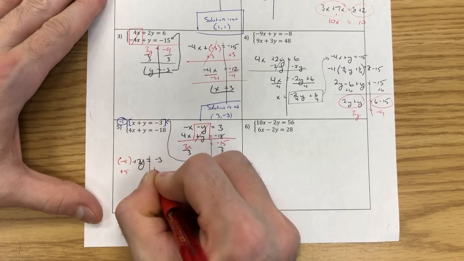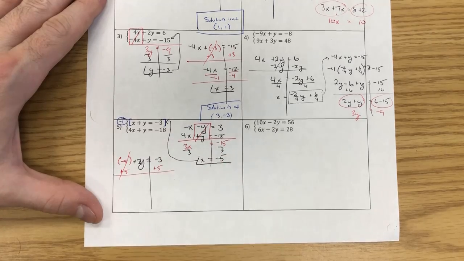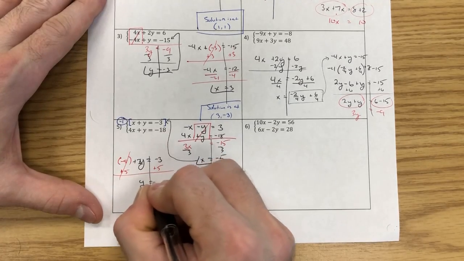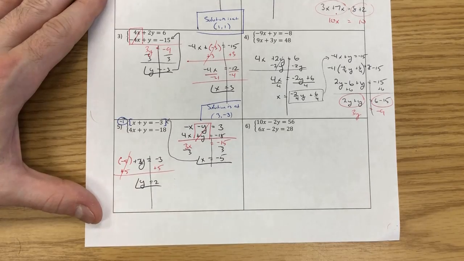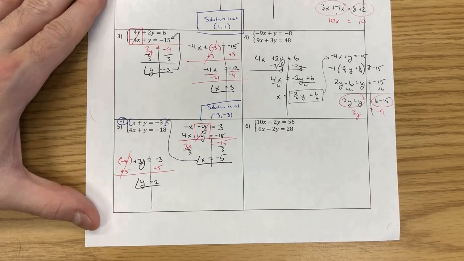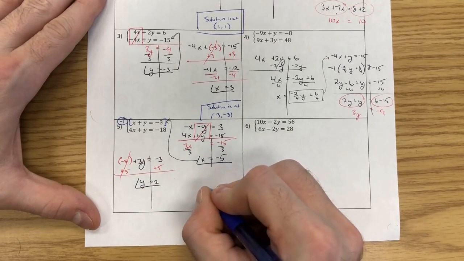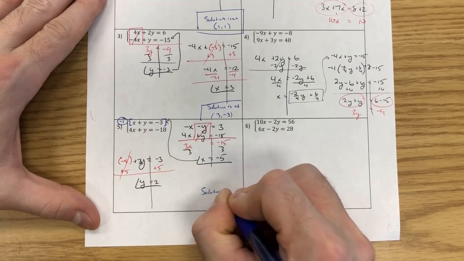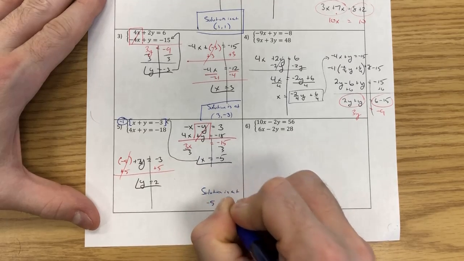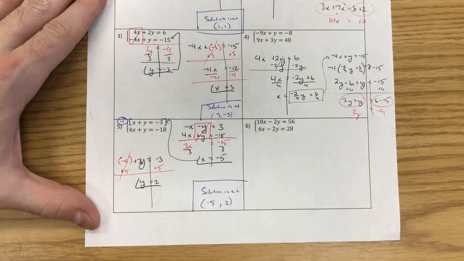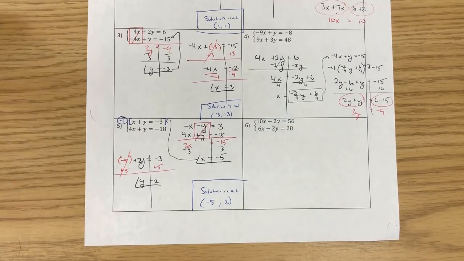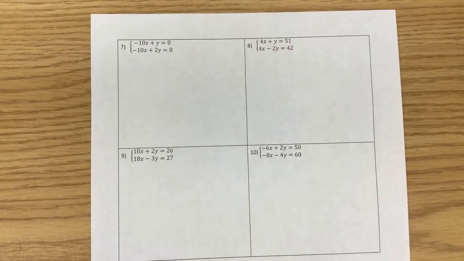I'm going to add 5, those cancel out. Y is equal to 2. Pretty quick stuff. So I have a solution at negative 5, comma 2. Perfect. Now, how about you try one? Go ahead and try out number 7.